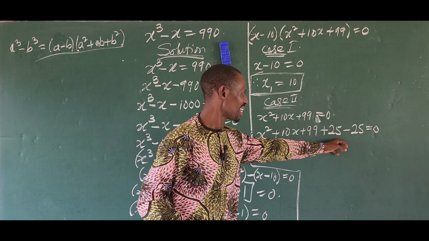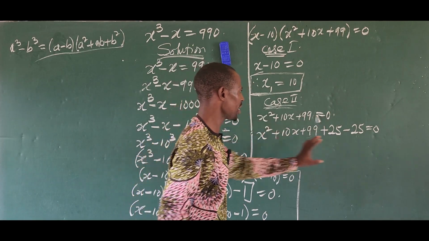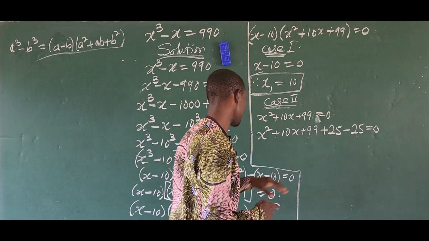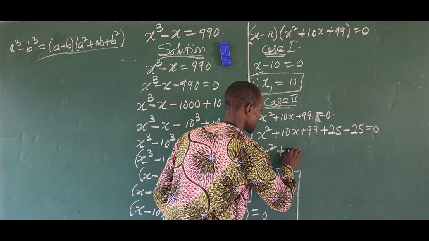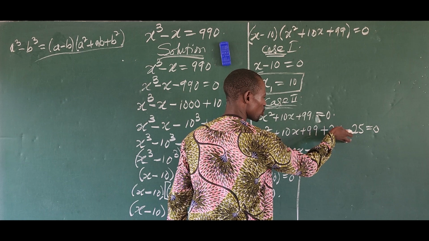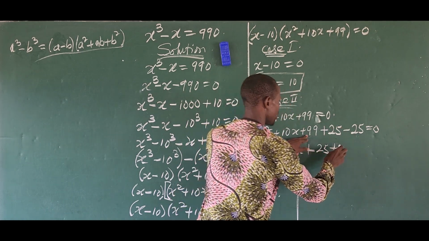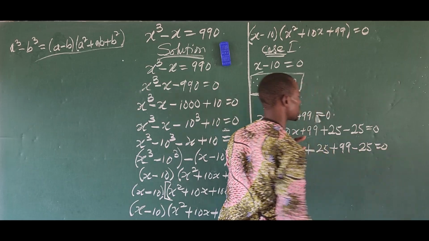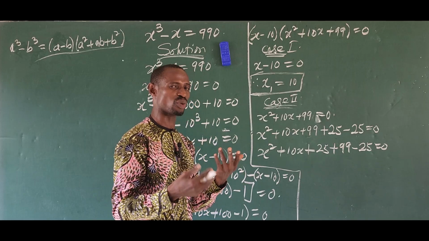So the next thing we do here is this. Move this one to join this one. Then move this one to join this very one here. So rewriting this expression, this is going to give us x to the power of 2, then plus our 10x, then here we are bringing this 25, so plus our 25, then plus, here we have 99, then minus 25 equal to 0. Easy. This is just the trick. Just take time to absorb this.